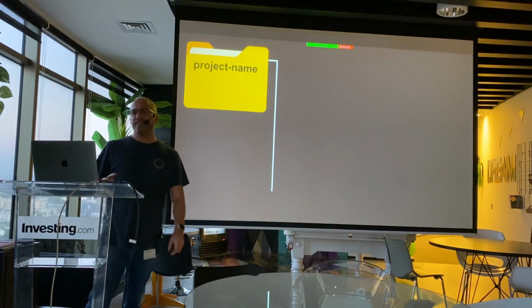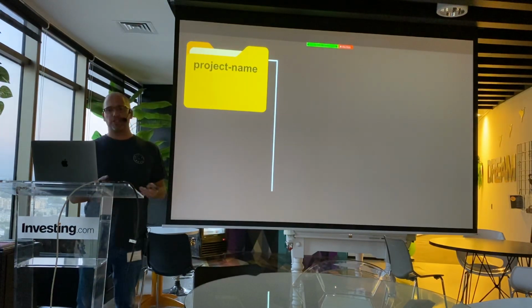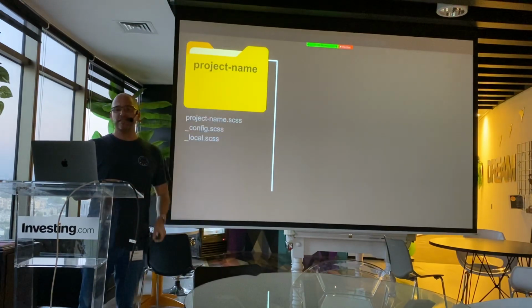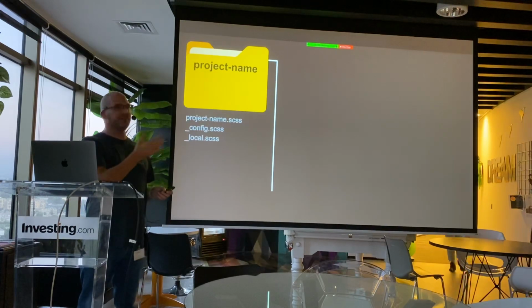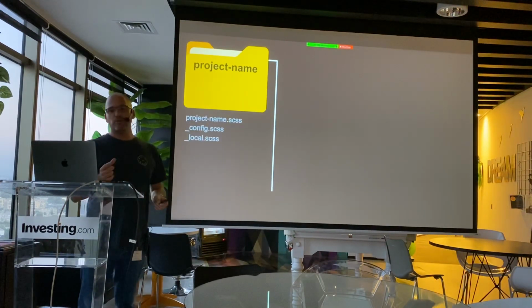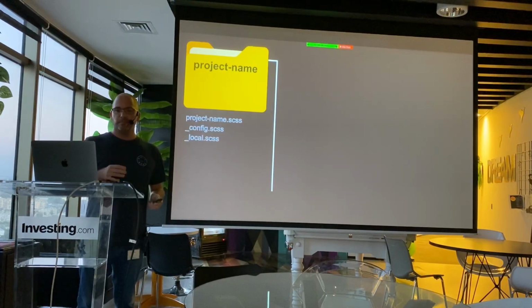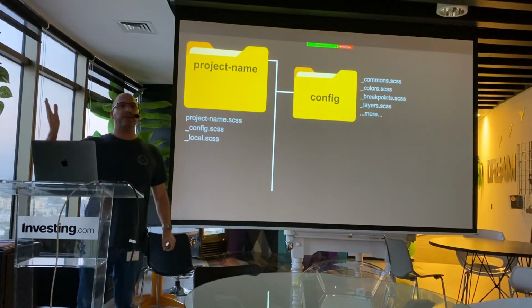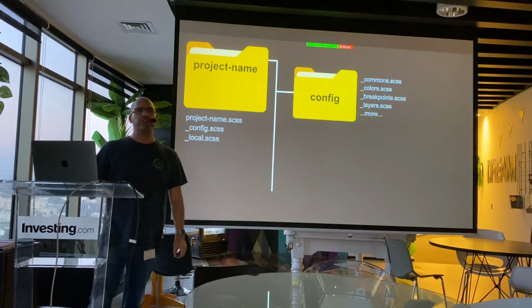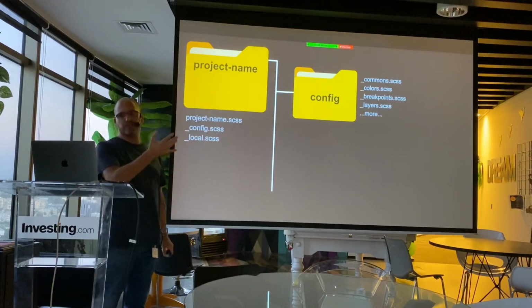The first important thing is that you have the main folder of the CSS. You name it with the project name, and inside it you have three main files: the project name file ending in SCSS, and two inner files, the config file and the local file. Besides this, you don't have any other files in this folder. The config file will call all other configuration files. In all these configuration files, we have mostly Sass variables or CSS variables.